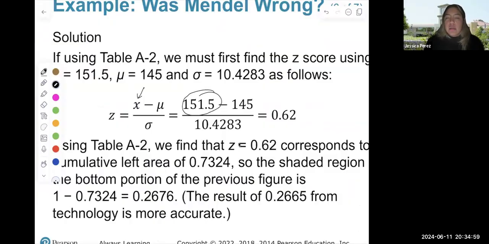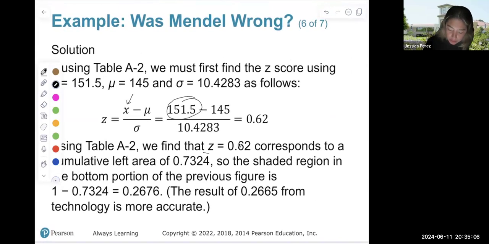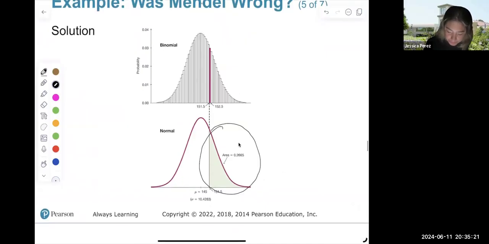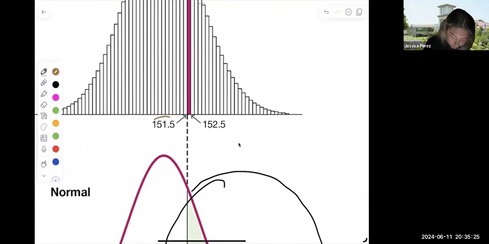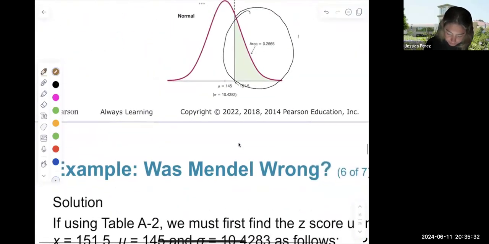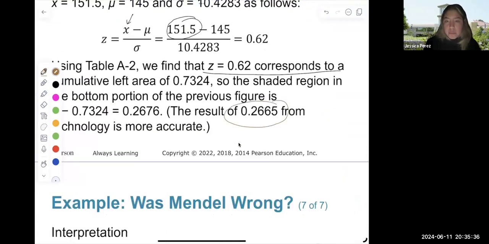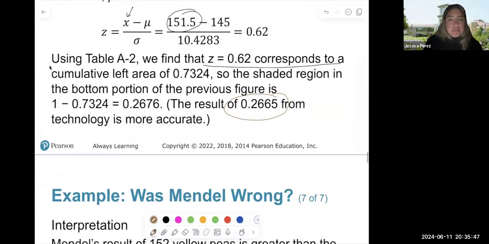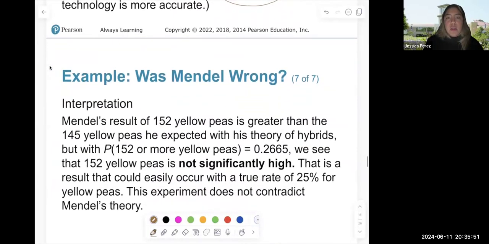When we're finding the z-score, 151.5 minus the mean over sigma, we get 0.62. When we look at the area to the left, cumulative from the left is 0.7324. However, we want the shaded region from the right. Do you see this continuity correction that I was talking about? 151, 152. So we're looking at this area right now. So we have 0.2665 when we subtract from 1 the cumulative distribution from the left. Okay. So we took the smaller one.